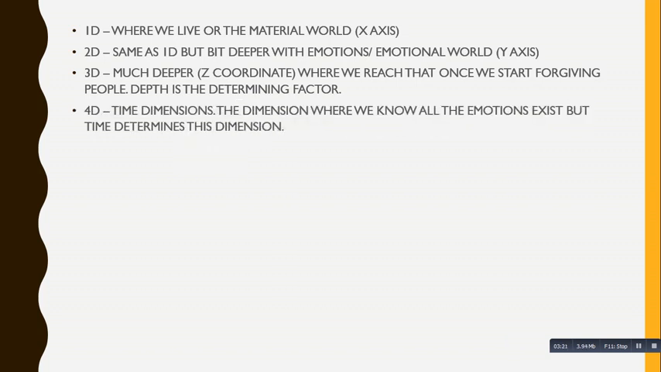4D is called the time dimension. This is where all the emotions exist, but time determines these emotions. Based on time, the emotions can grow higher or come down. So time is a determining factor in this fourth dimension. Time determines what will happen in the first dimension, in the second dimension, and in the third dimension. So time is the determining factor. We come across this dimension all the time. We are living in a single time dimension as of now, with different branches.